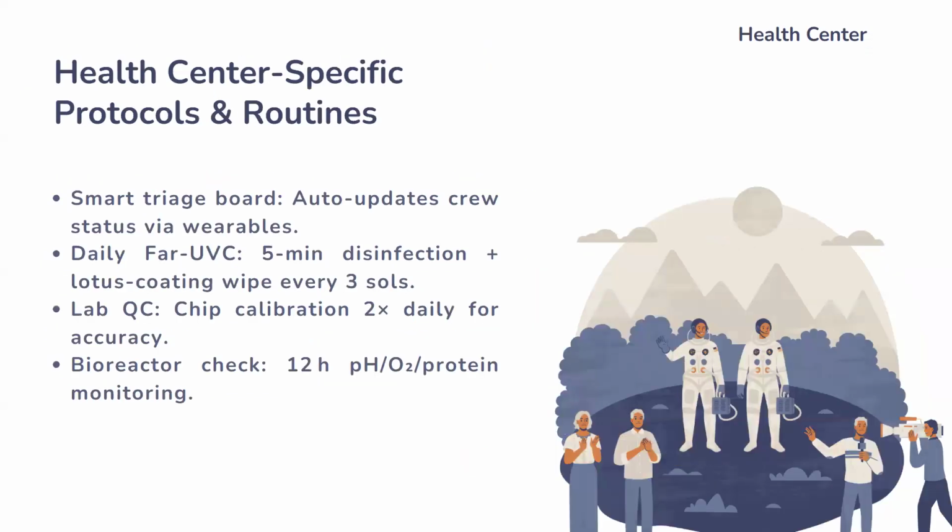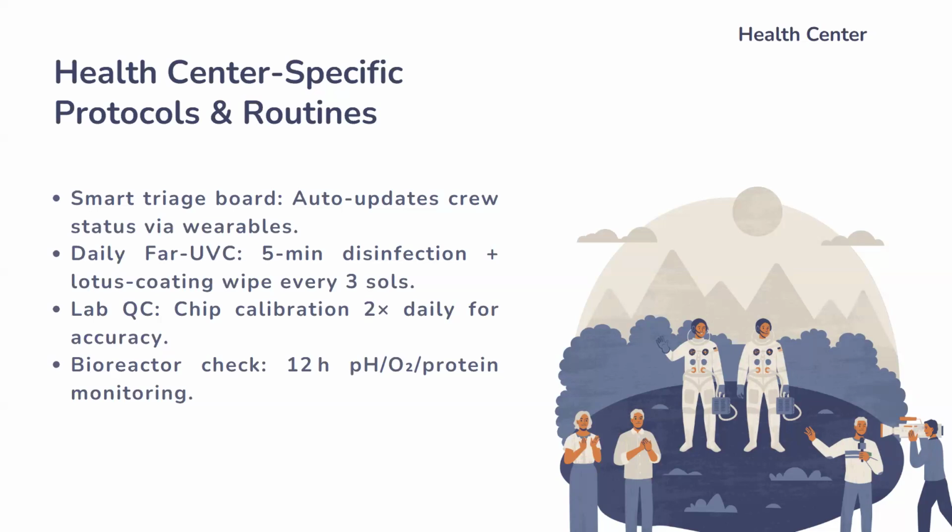Now, health center protocols and routines. First of all, at the very heart, we have a smart triage board. This will display data updated automatically from the wearable sensors, which provides a color-coded overview of each crew member's health. Green for stable, amber for deviation, red for emergency flags.